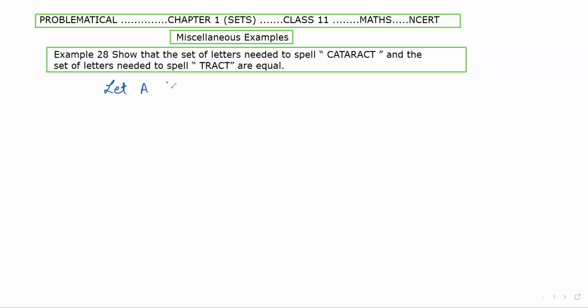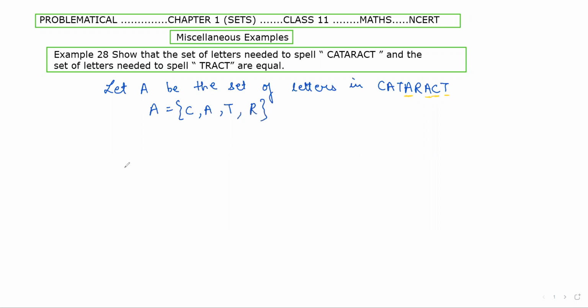Let A be the set of letters in cataract. Therefore, you can write A as all the letters which are involved in this. Now, A is repeated over here and here. So we'll write A only once. T is also repeated and C is repeated. So repeated letters will be written only once. C, A, T and next unique letter is R.